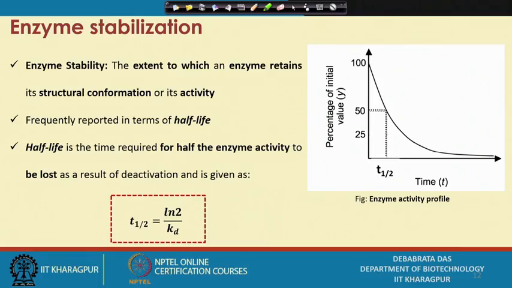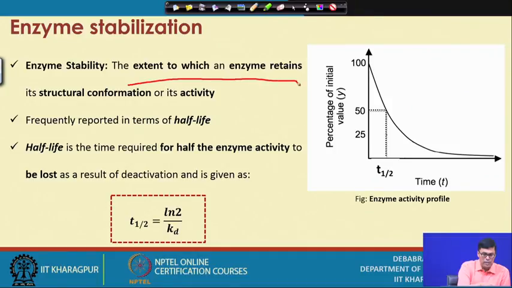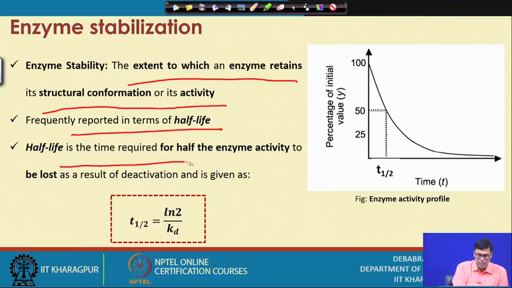So, here we point out enzyme stability: the extent to which the enzyme retains its structural conformation and its activity. Stability depends on the half-life, and half-life is the time required for half of the activity of the enzyme to be lost as a result of deactivation and energy.